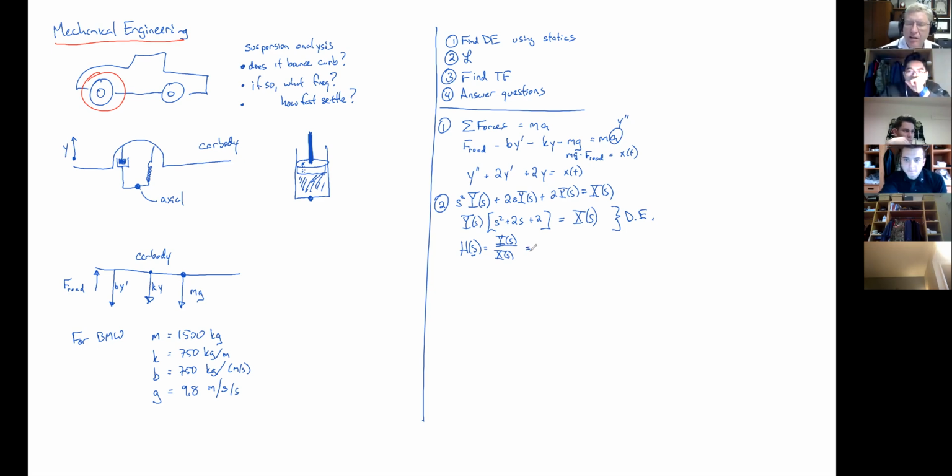So yeah, it would just be y of s over x of s equals that s squared plus 2s plus 2. So are you saying that this is equal to s squared plus 2s plus 2? No, that's not true. It's close. Would 1 over...? Bingo, that's it. That's it. So that's our transfer function.